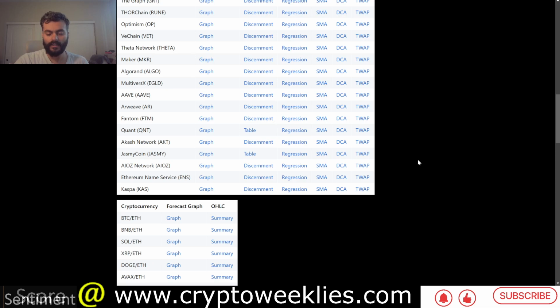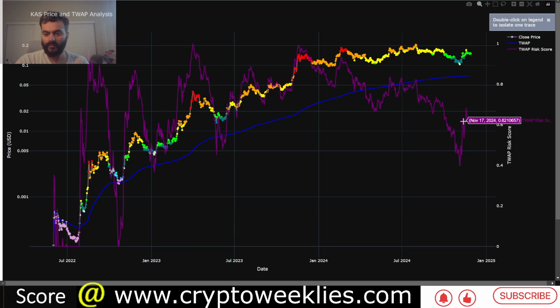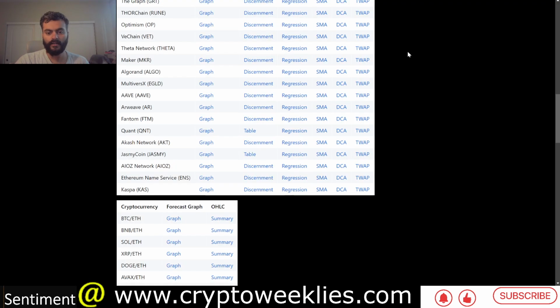Again, the last but not the least is the time weighted average price model. The blue line represents the time weighted average price. Whenever the price action is close to this blue line, that represents lower risk levels, and that's how the color codes are assigned. And as Kaspa has not spent much time below the 20-week moving average, it has not checked with the time weighted average price for almost the entirety of its existence. Right now the risk levels are down at around 62%.